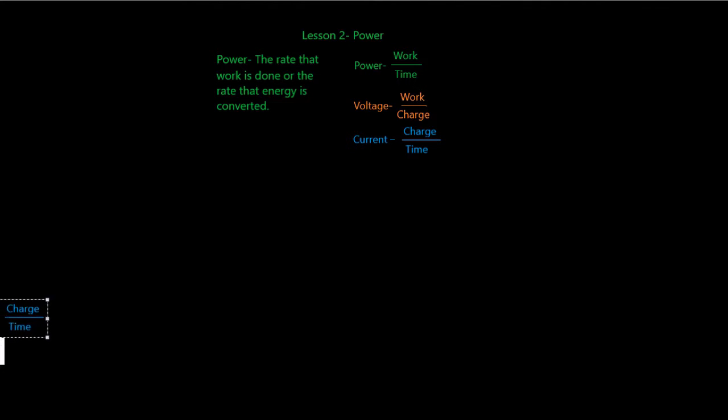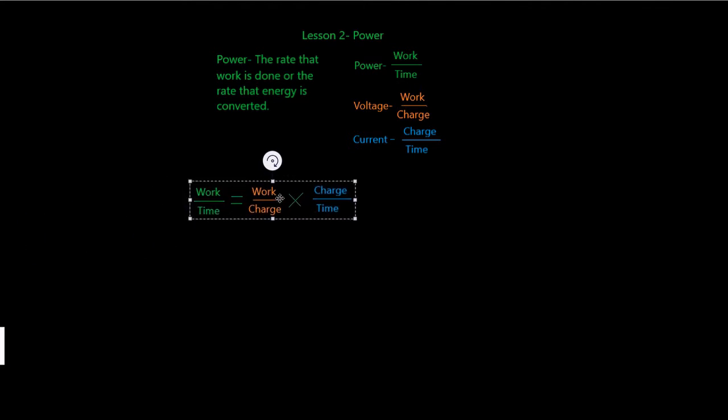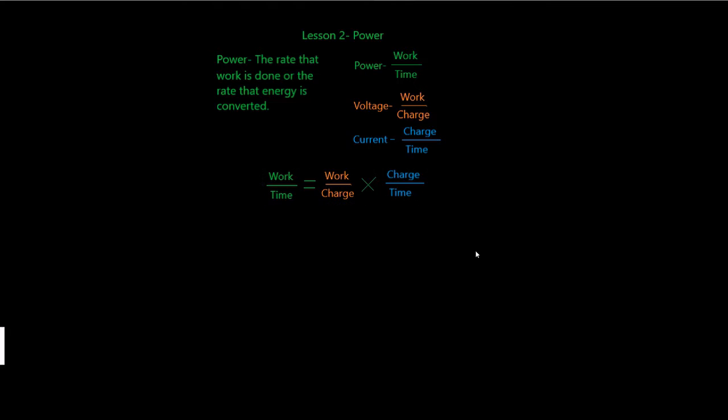Now, if you notice, all the terms we need to find power are already available. If you look at this equation here, we see what we define as power, work over time. We see here what we define as voltage, work per charge, and we see what we define as current right here, charge per time. If you multiply this out, you'll find that the units of charge are going to cancel. Charge down here and the charge up here will cancel, and what you're left with is work over time.